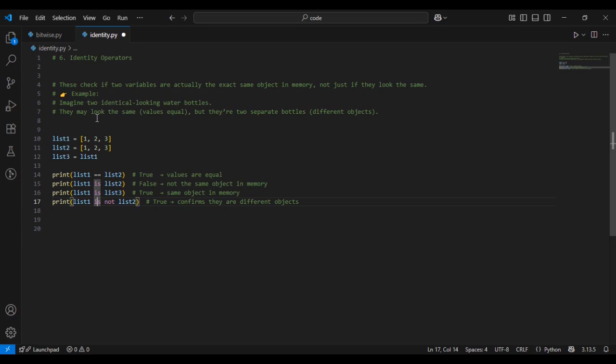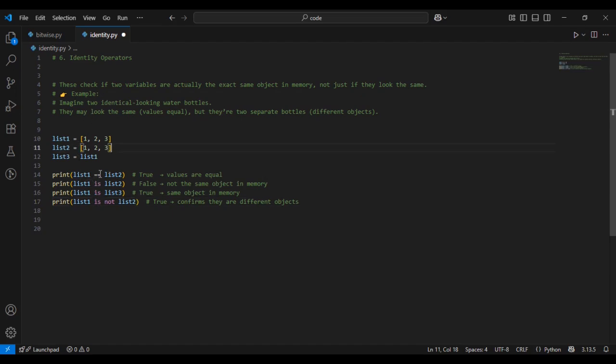For example, imagine two identical looking water bottles. They may look the same, but they're two separate bottles. They occupy two different locations, two different areas. If we create a reference to the water bottle, for example, we take a picture, we are using a reference of the water bottle, and if we check the picture is the water bottle, then it will be true because we are just referencing it. In the phone there isn't a water bottle, it's just a picture of the water bottle. If we want to access it, we have to go get the water bottle from the table.